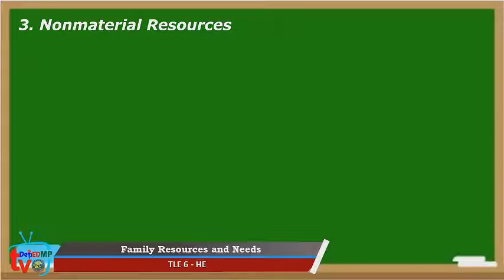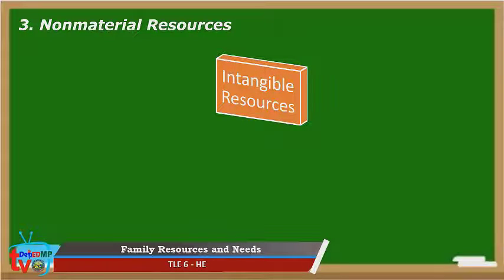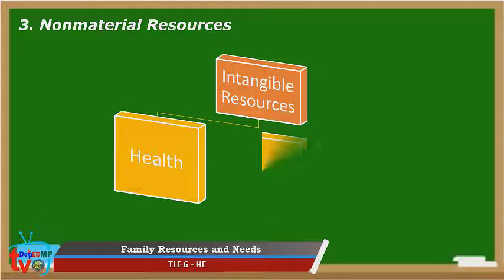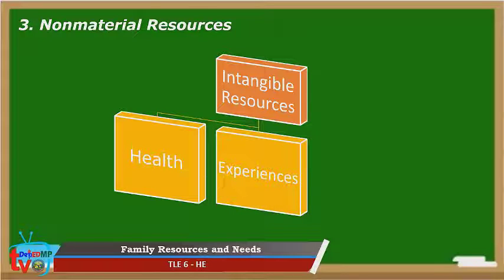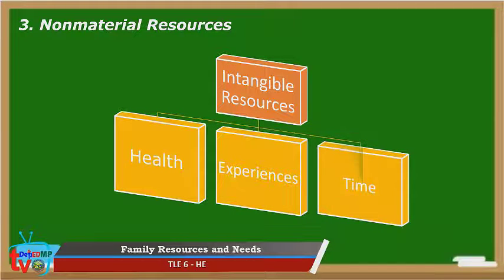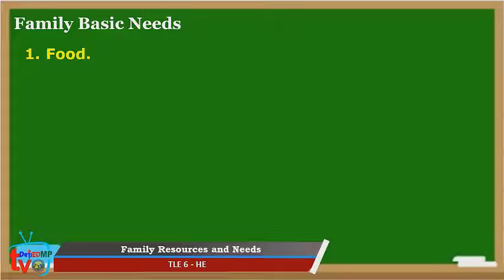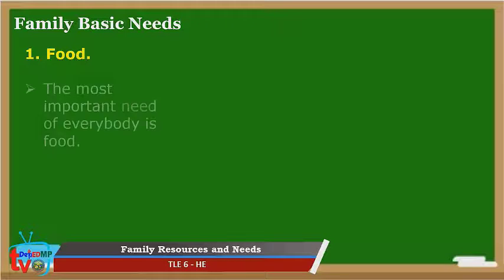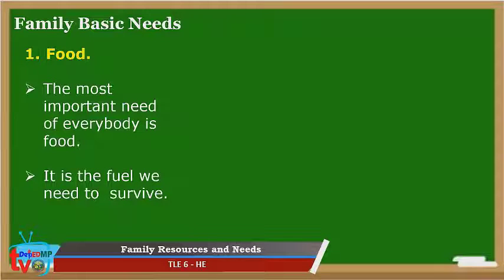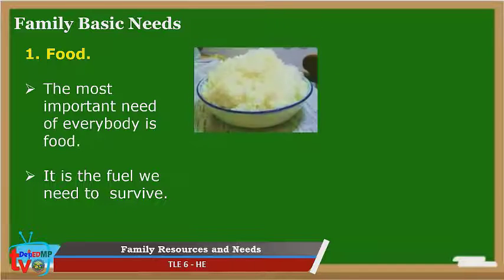Number 3, non-material resources, called the intangible resources. Examples of intangible resources are health, experiences, and time. We have also the family basic needs. Number 1 is food, wherein it is the most important need of everybody because it is the fuel we need to survive. Here are examples.